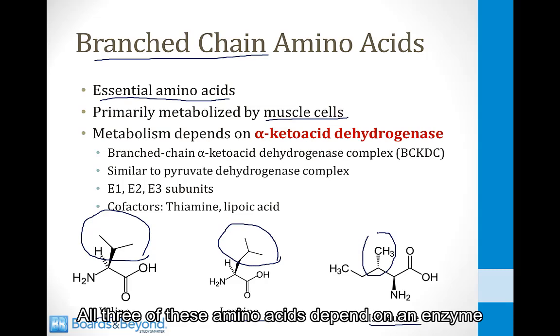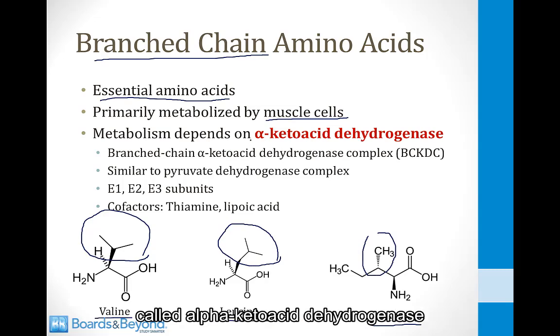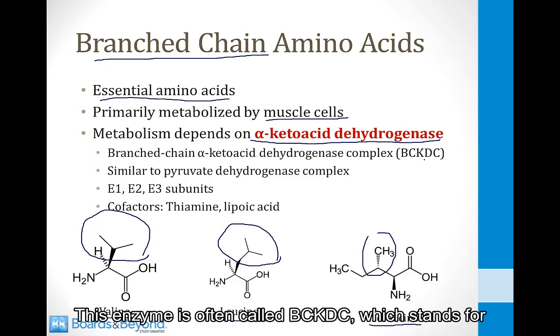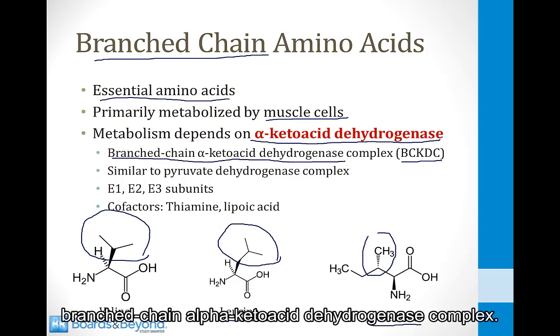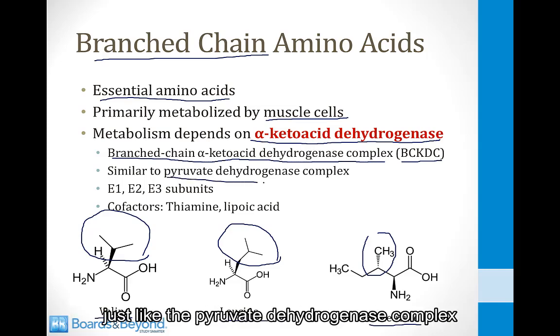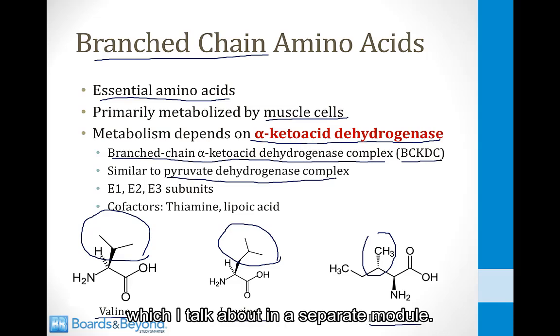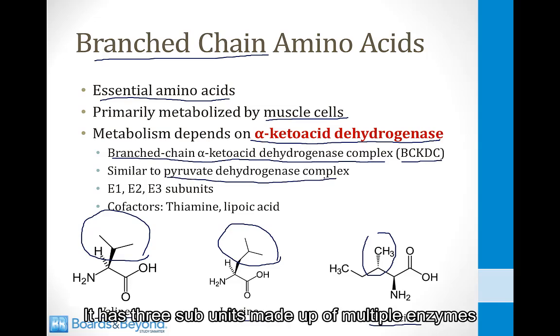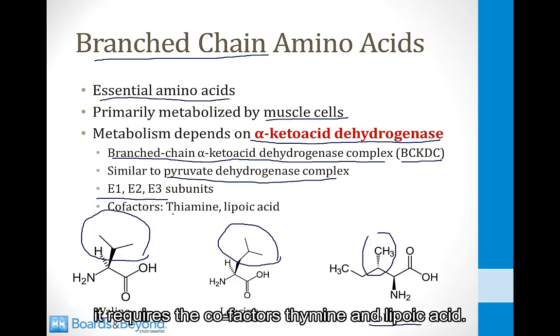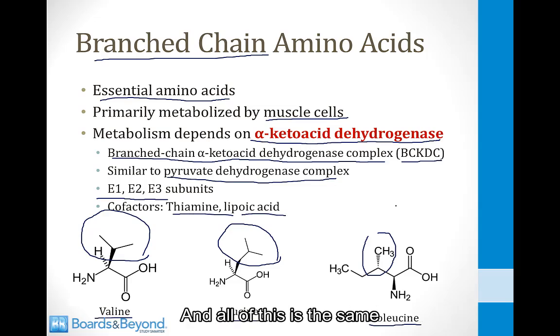All 3 of these amino acids depend on an enzyme called alpha-ketoacid dehydrogenase for their metabolism. This enzyme is often called BCKDC, which stands for branched chain alpha-ketoacid dehydrogenase complex. And this enzyme is a complex just like the pyruvate dehydrogenase complex, which I talk about in a separate module. It has 3 subunits made up of multiple enzymes E1, E2, and E3. It requires the cofactors thiamine and lipoic acid, and all of this is the same as pyruvate dehydrogenase complex.